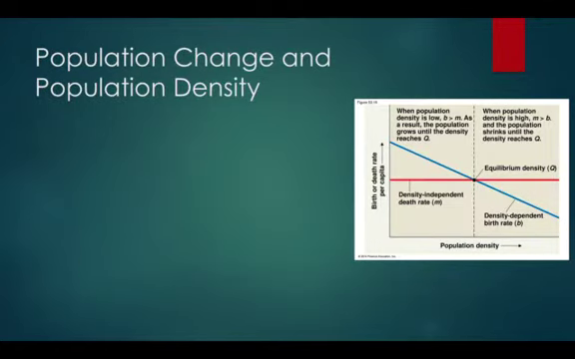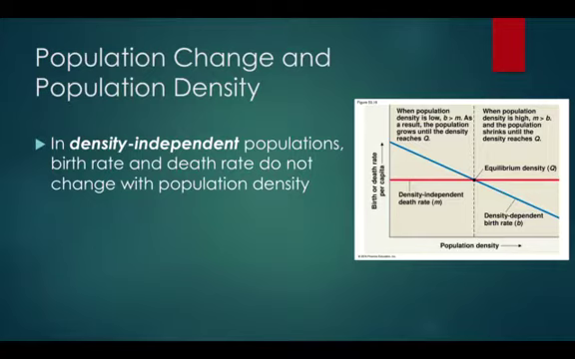So, population change in population density. In density independent populations, birth rate and death rate do not change with population density. So here is our red line, density independent. Population density is going up, so our population is growing, but it's density independent. So it's just constant. The death rate is still constant.